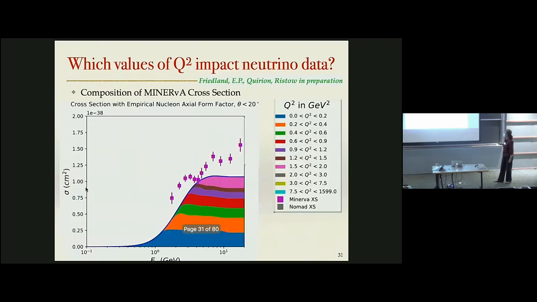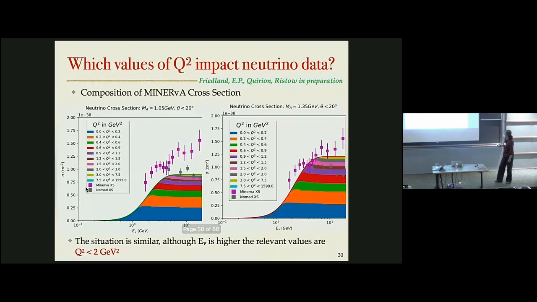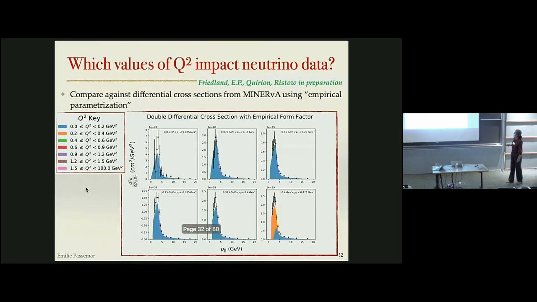and then for the empirical parametrization. And what I see here, the situation is similar, but the neutrino energy for MINERvA is higher. So the relevant values to compute for the axial form factor are Q squared smaller than 2 GeV. Okay. And then I can play the same game with the differential cross-section.